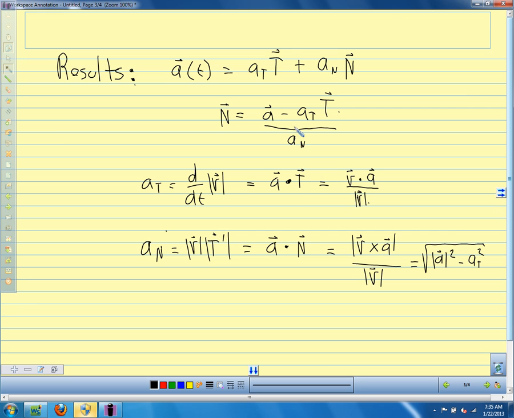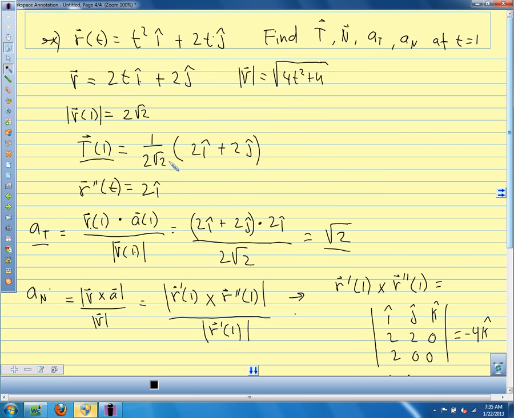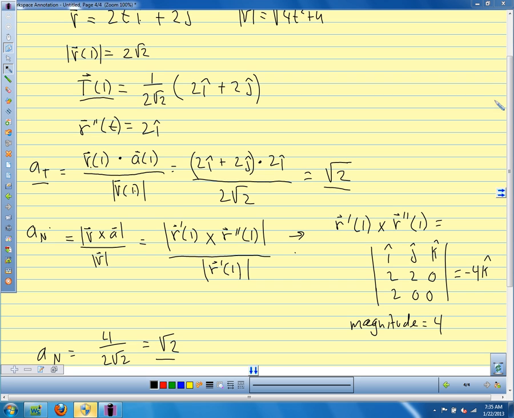I can't remember. All right, I'm not going to do another example because it's just more calculating derivatives and dot products and cross products and magnitudes. Any questions?